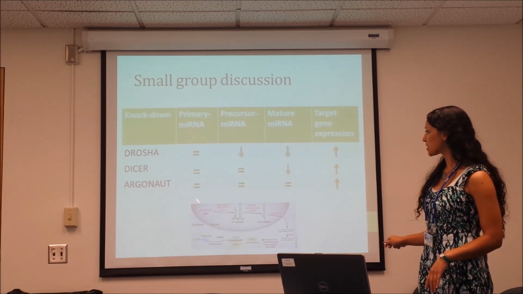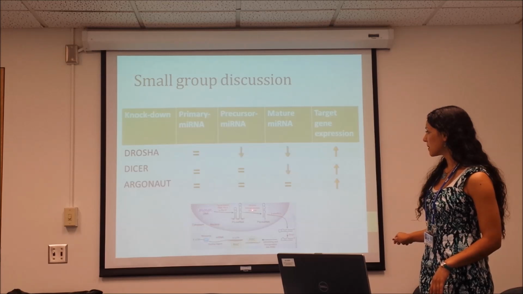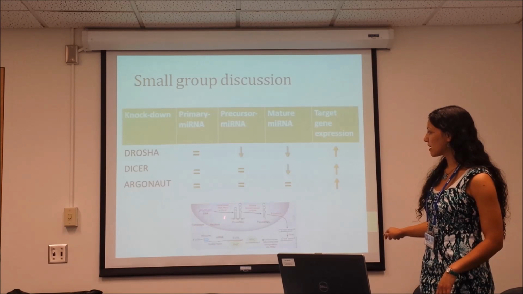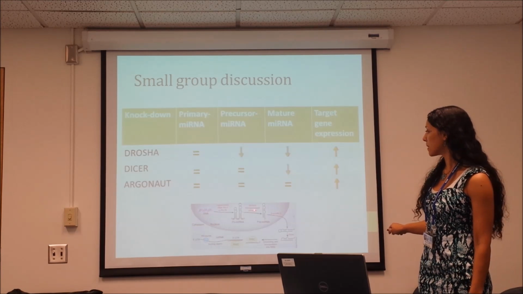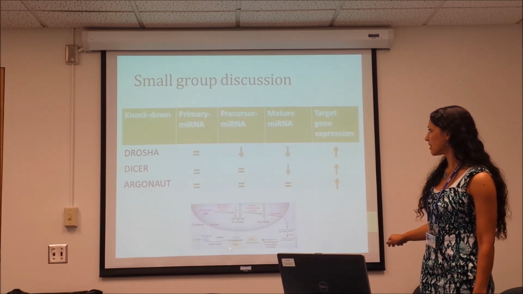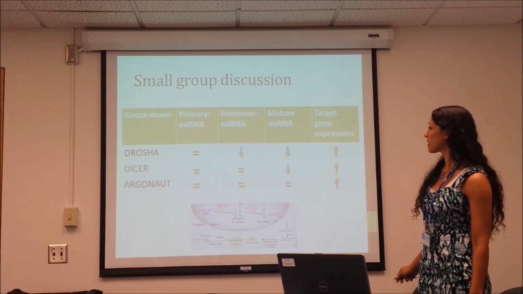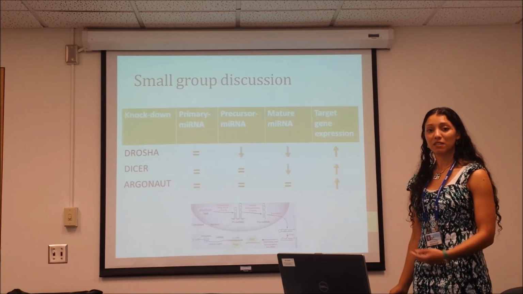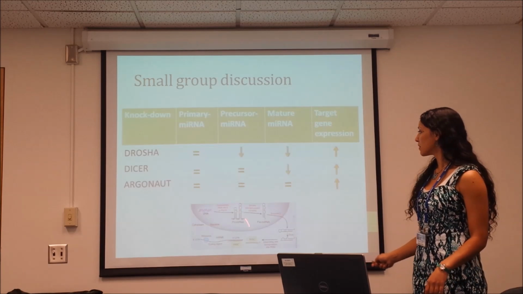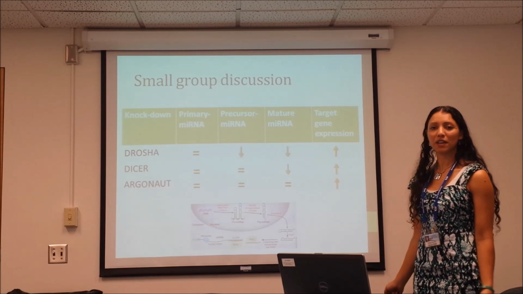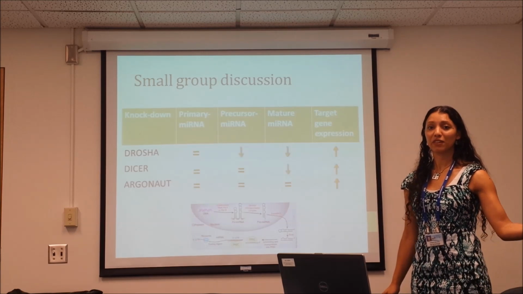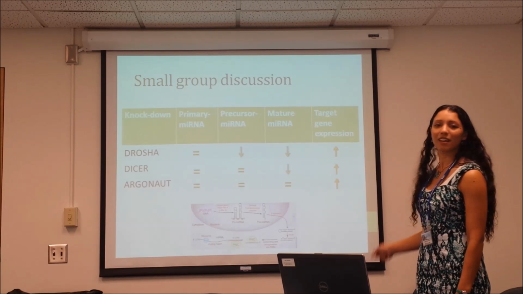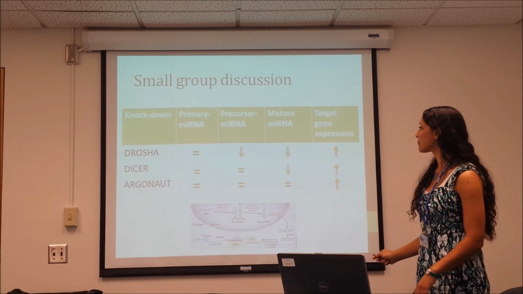If we knock down Drosha, which is here, we don't expect to affect the levels of the primary microRNAs, but everything else that is downstream will be downregulated. However, the target gene, we expect it to be upregulated due to the fact that if we have fewer microRNAs, and microRNAs downregulate genes, this is the effect that most likely will happen.